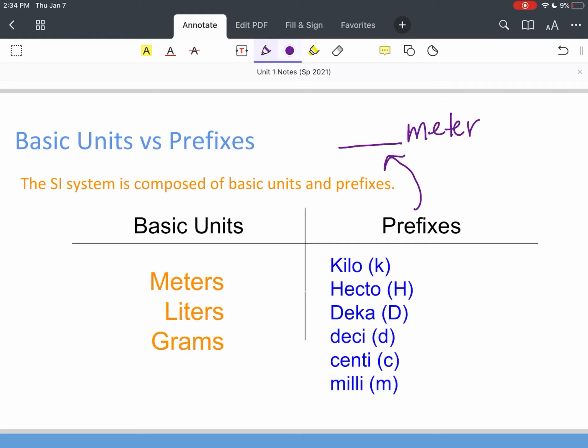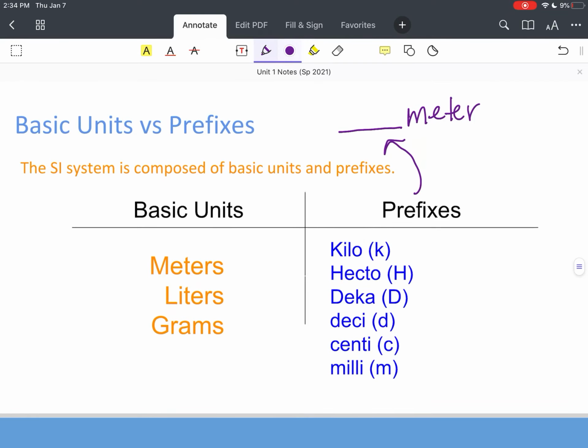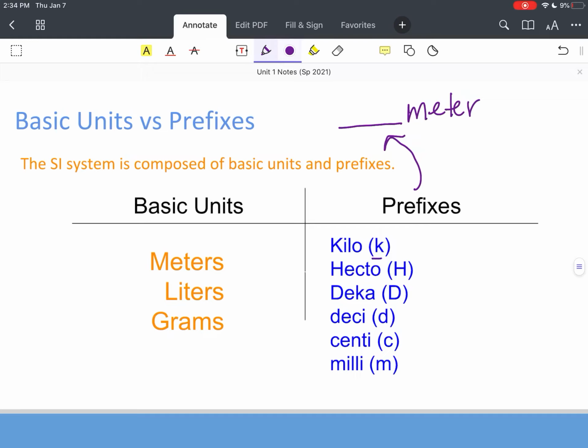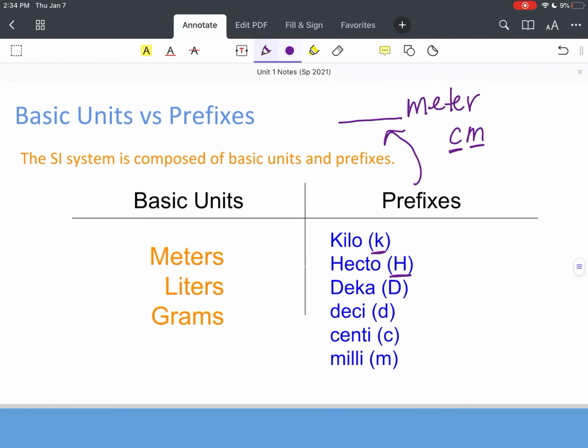You have a spot in your notes to jot down the names of these prefixes. Make sure you also include their symbol, because when we are writing them, we're hardly ever going to write the full word. We'll write just the symbol. So if I was saying centimeters, that's why it's cm: C for centi, m for meters. Okay.